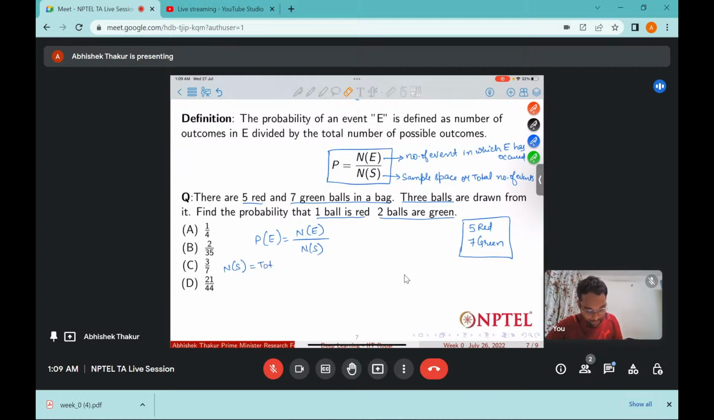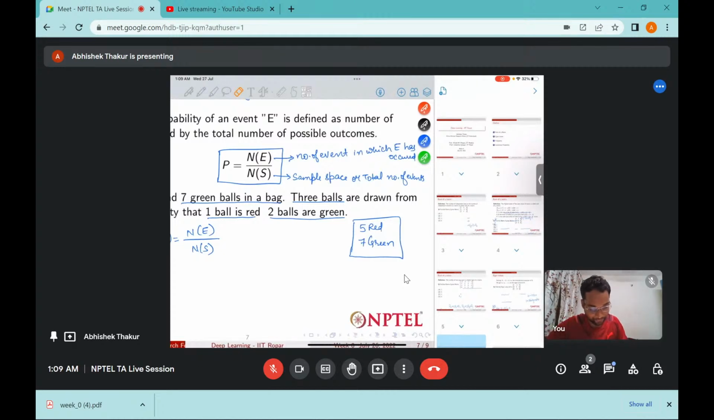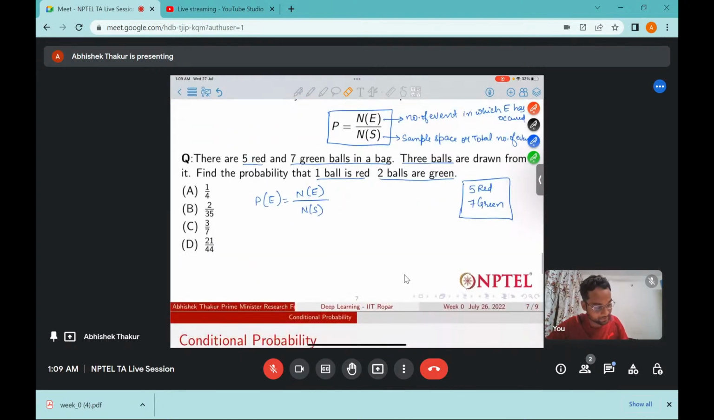I will add one extra page here so it will be easy. This is page number 7.